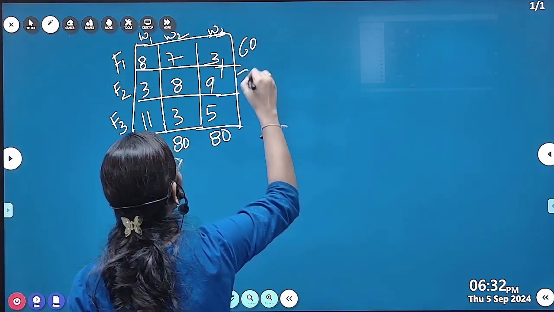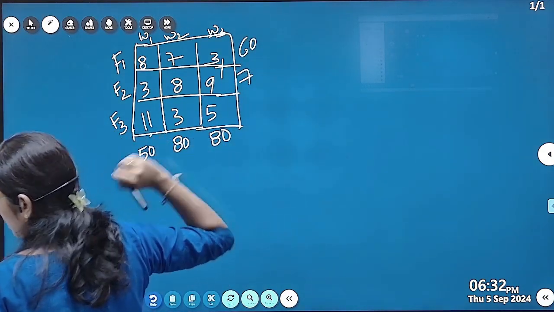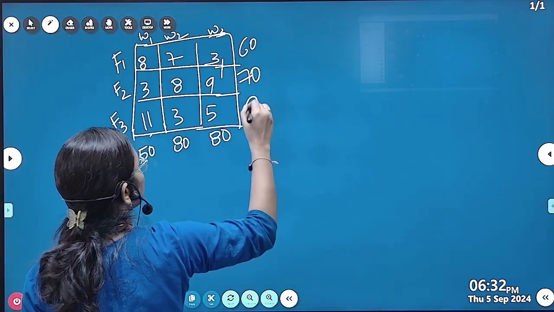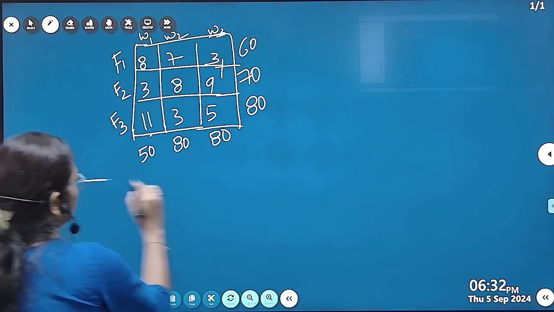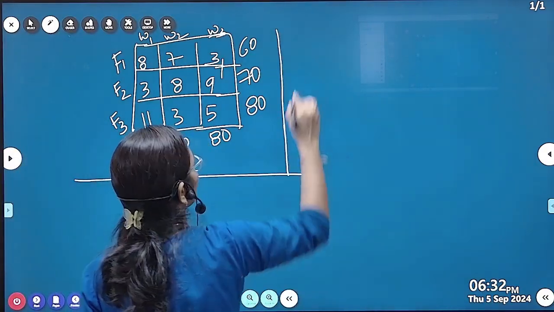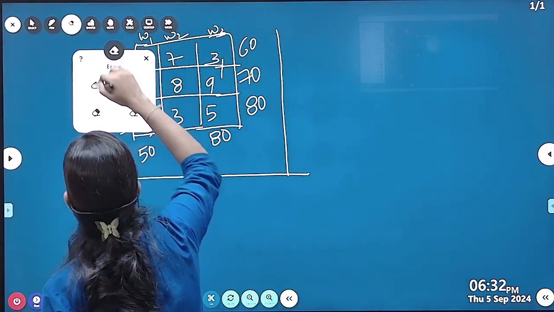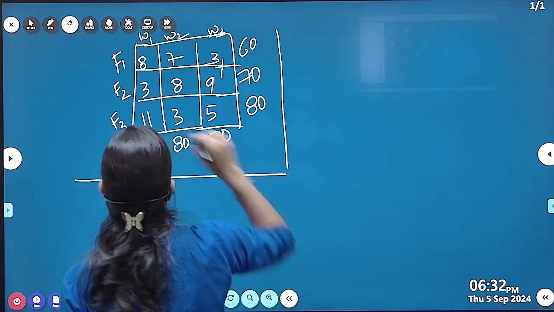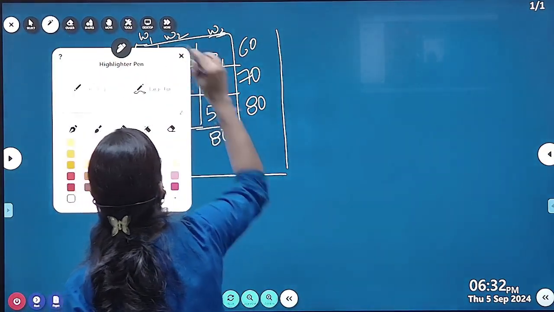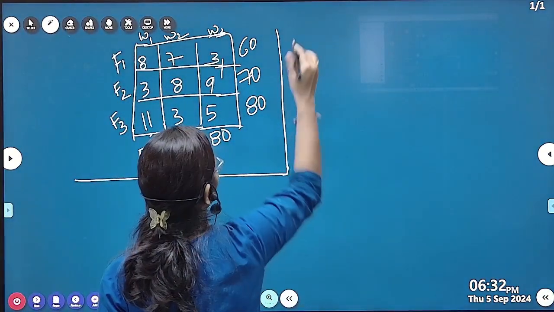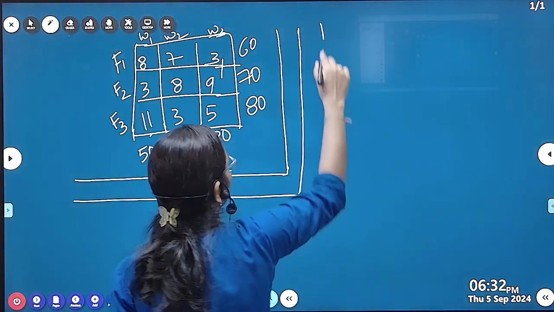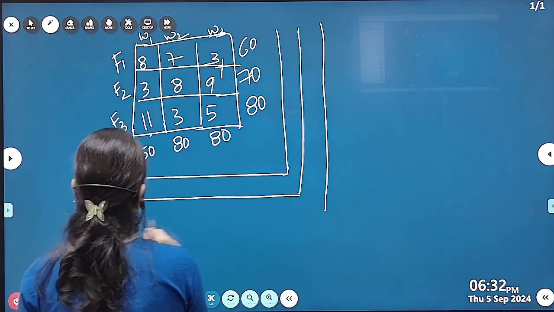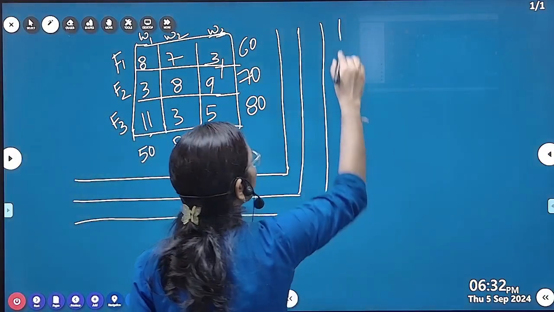So this is very important. I am saying again and again, if a question comes from transportation, he will surely ask it from Vogel's approximation only. Least cost and north-west corner, the chances are very low. Chances are there, but very low.